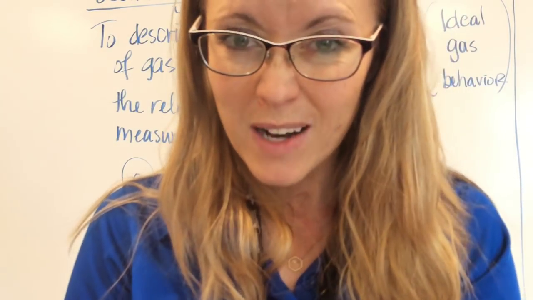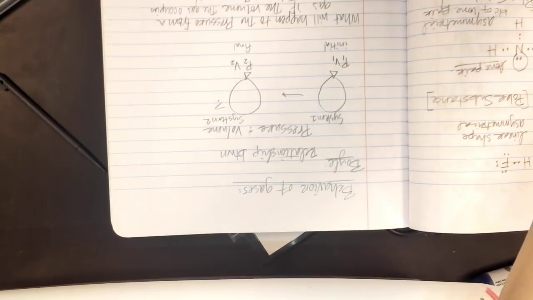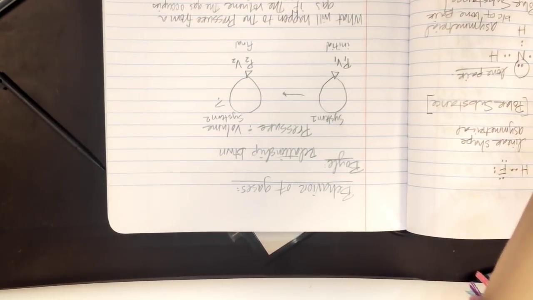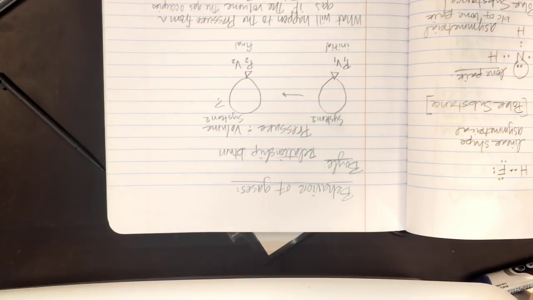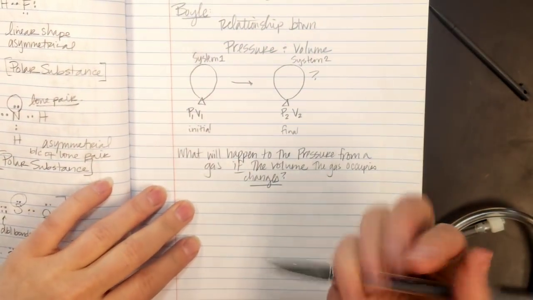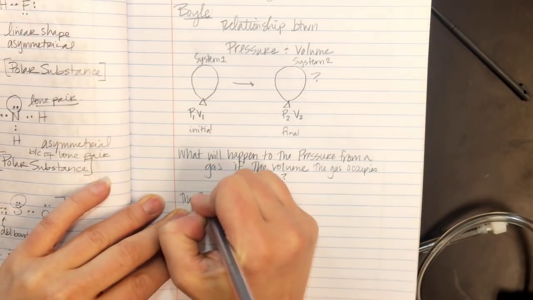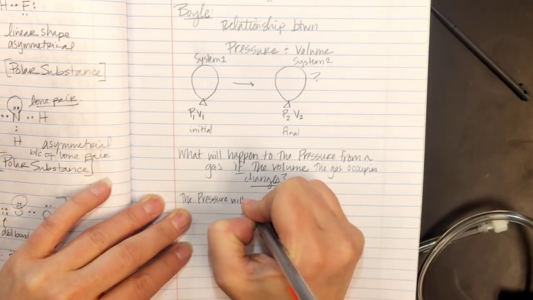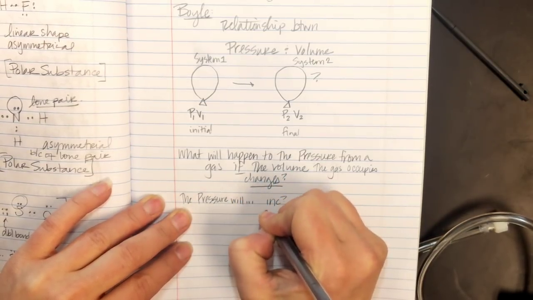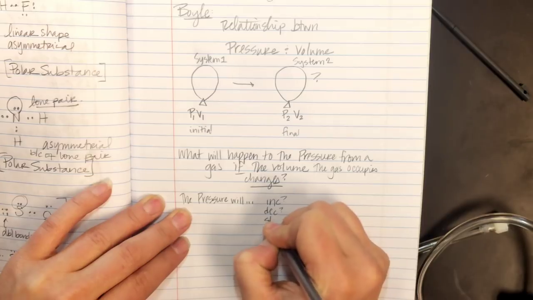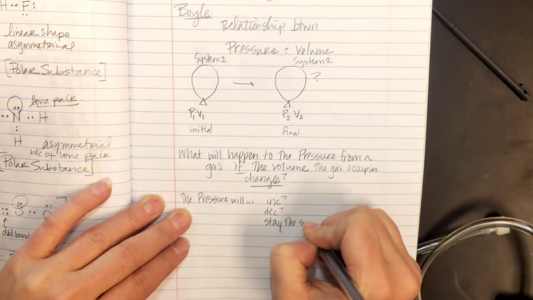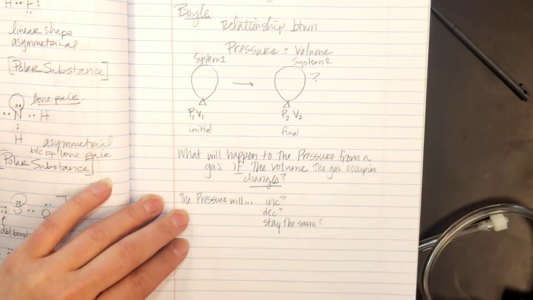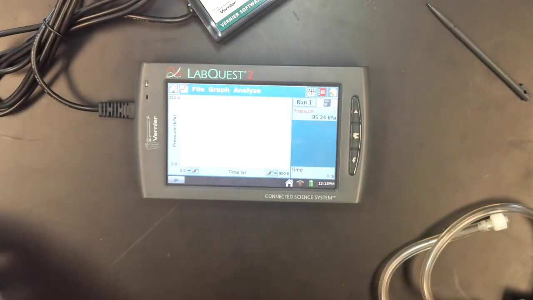So it's not about being right, it's about guessing. This is where you're making a guess. The pressure will increase, decrease, or stay the same, and you just have to pick one.